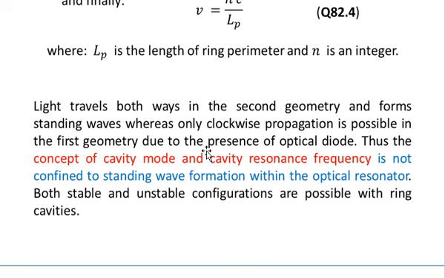These are called longitudinal oscillations or longitudinal modes. Light travels both ways in the second geometry and forms standing waves, whereas only clockwise propagation is possible in the first geometry due to the presence of the optical diode. Thus the concept of cavity mode and cavity resonance frequency is not confined to standing wave formation within the optical resonator. Both stable and unstable configurations are possible with ring cavities.